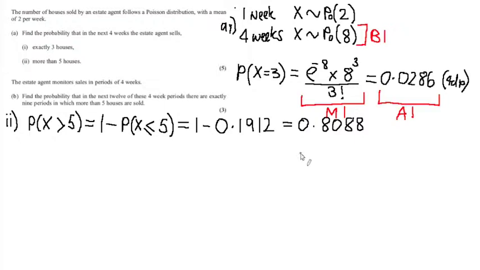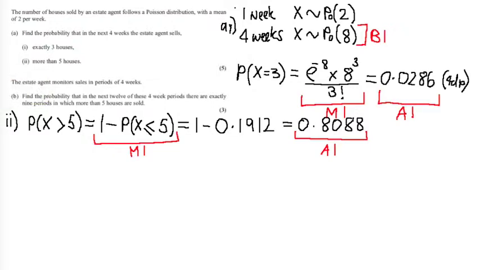Okay, so how do we get the marks in this second part? Well, first of all, we get a method mark for correctly identifying that we would need to do 1 minus the probability of X is less than or equal to 5, and then we get an accuracy mark for getting our final answer of 0.8088.